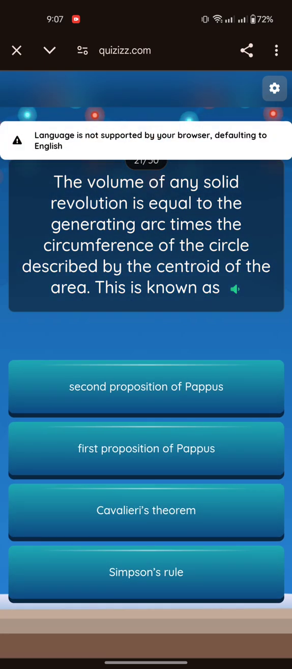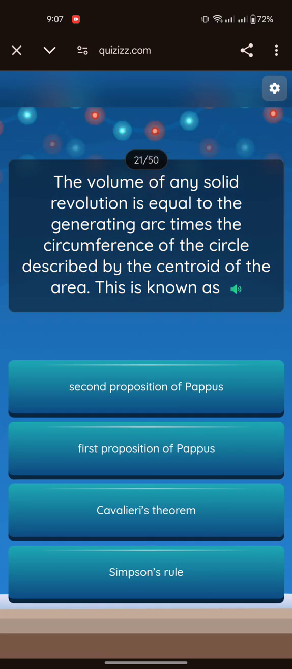Question. The volume of any solid of revolution is equal to the generating arc times the circumference of the circle described by the centroid of the area. This is known as Option 1 second proposition of Pappus. Option 2 first proposition of Pappus. Option 3 Cavalieri's theorem. Option 4 Simpson's rule.